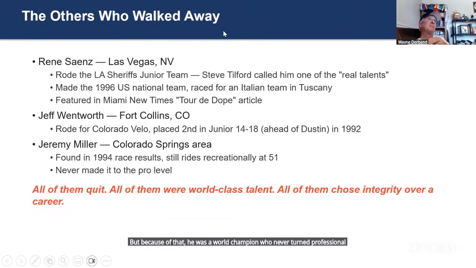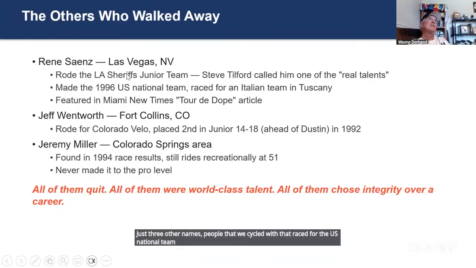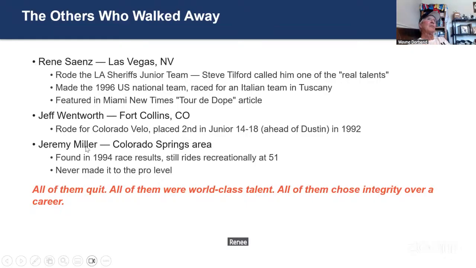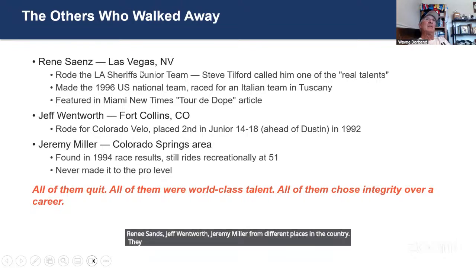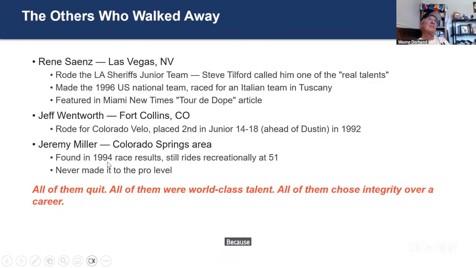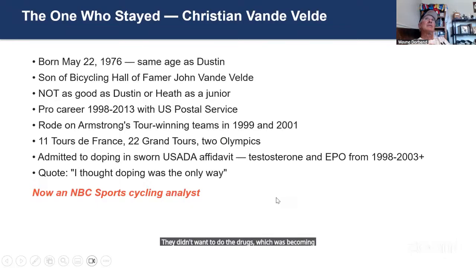Just three other names, people that we cycled with, that raced for the U.S. national team: Renee Sens, Jeff Wentworth, Jeremy Miller, from different places in the country. They all quit because they didn't want to do the drugs, which was becoming required. One guy stayed, Christian Van de Velde.